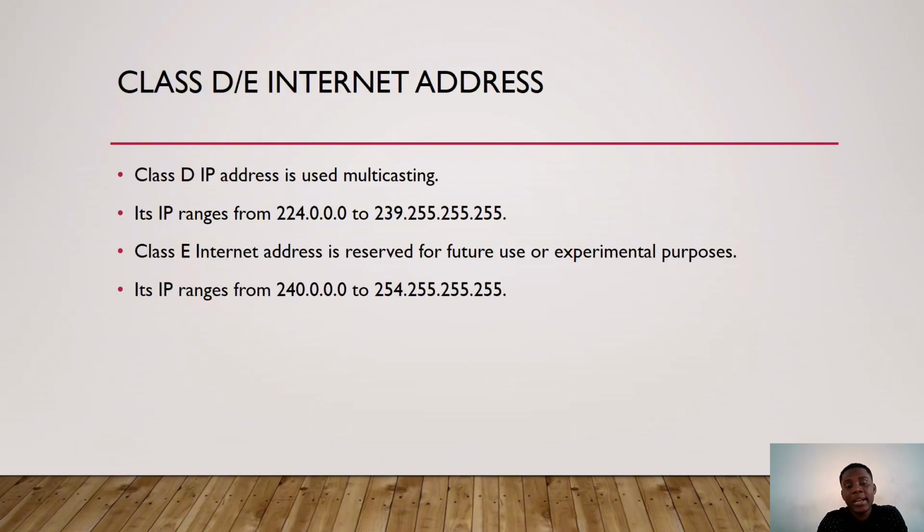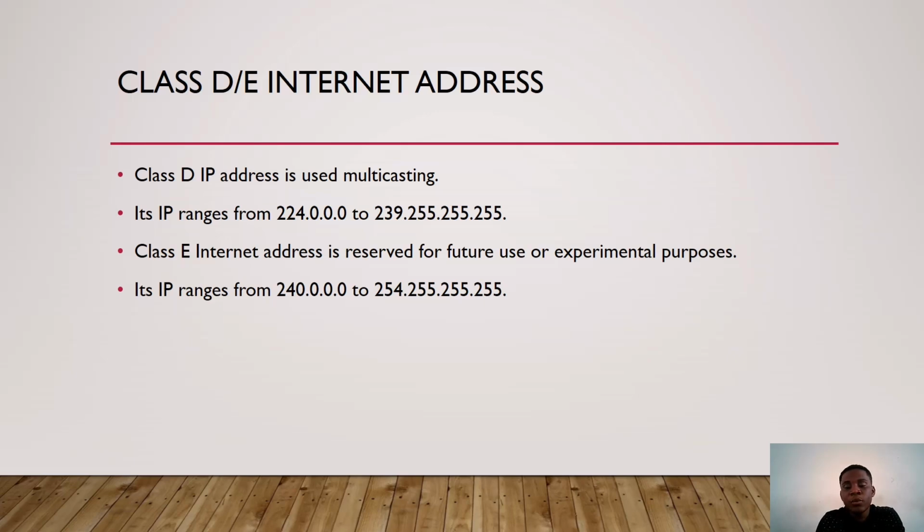And we move on to the class D and E internet addresses. The class D internet address, or IP address, is used for multicasting. Multicasting simply means one computer sending packets to multiple computers at a time. Its IP address ranges from 224.0.0.0 to 239.255.255.255. Class E internet address is reserved for future use or experimental purposes.